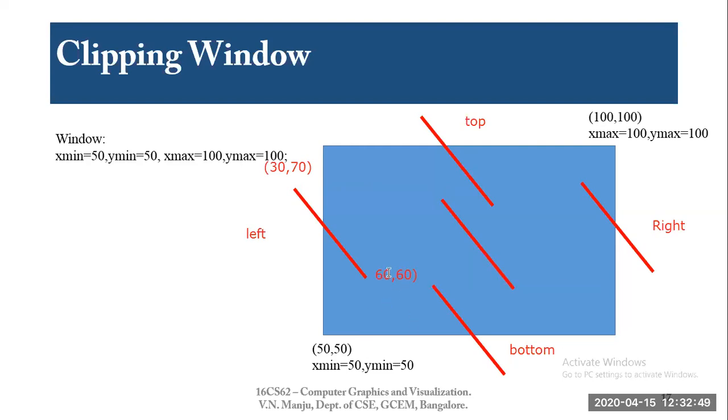So what I can say is that this point, 60 comma 60, is inside. You find the range: 50 is 50 and 60. So when I say about this one, 30, we will check with the x-min. 30 is less than the x-min. What is the x-min? X-min is 50. So I can say that this point is on the left hand side. Okay, are you understanding?